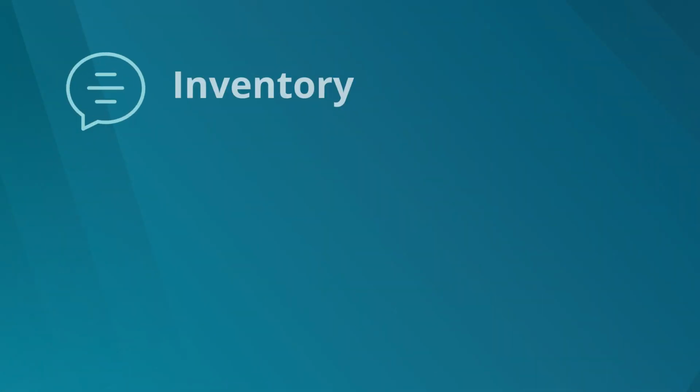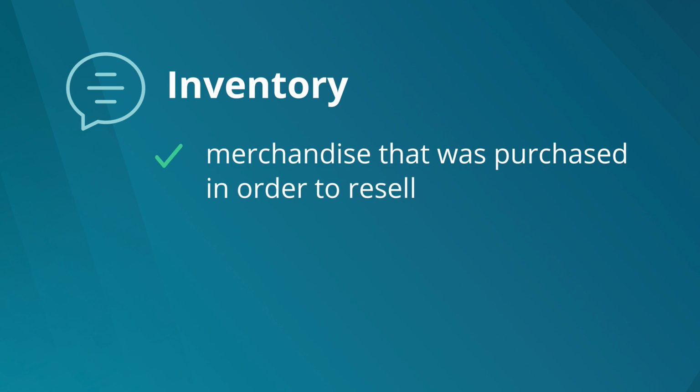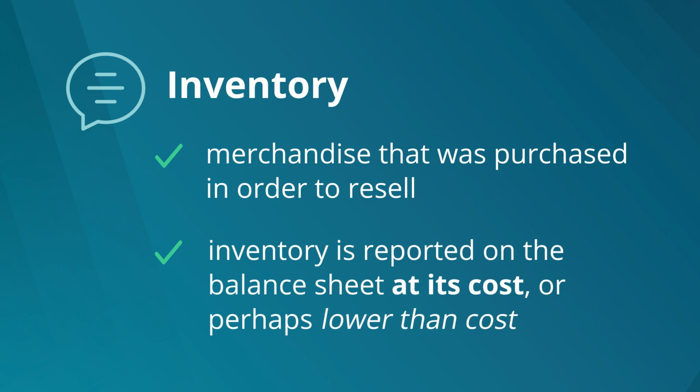Okay, the next line on the balance sheet is inventory. That's the merchandise that we bought and plan to resell. That inventory is shown at its cost, not at what it's going to sell for. And then we might actually reduce the amount to an amount lower than cost. So again, inventory is at cost, but we may reduce it to an amount lower than cost.